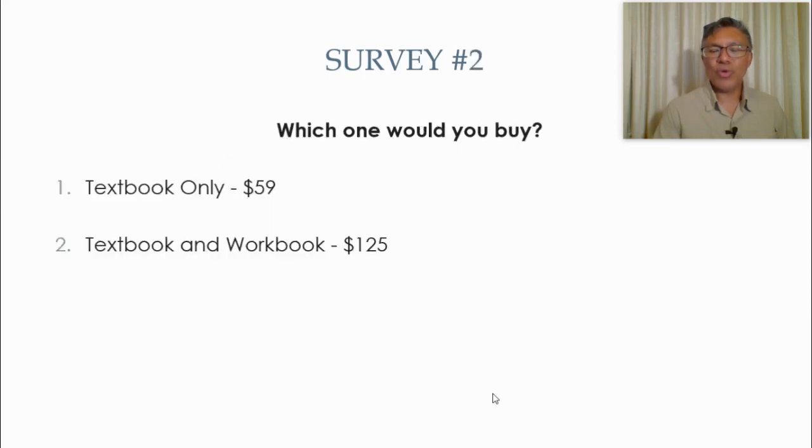Okay. Number 2, which one would you buy? The first option is you'd buy their textbook for a class. So let's say you take one of my classes and there's a required textbook. It costs $59.